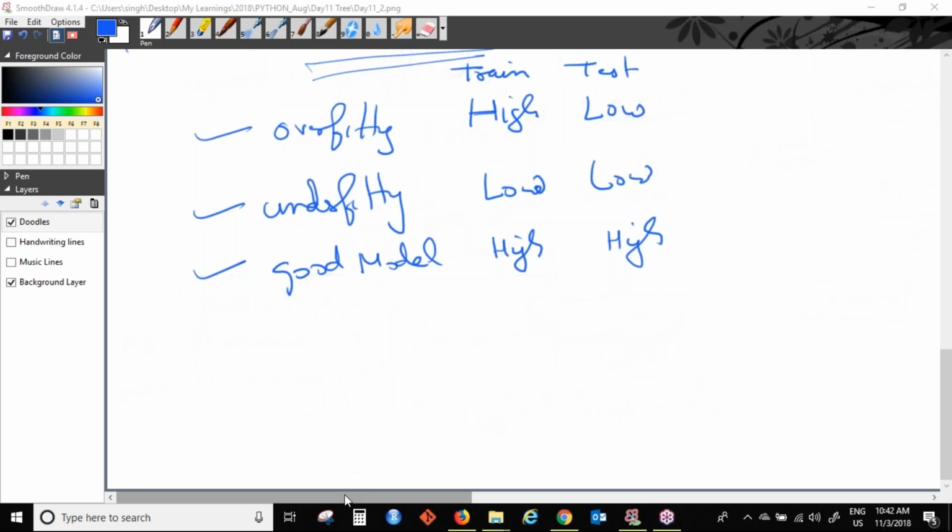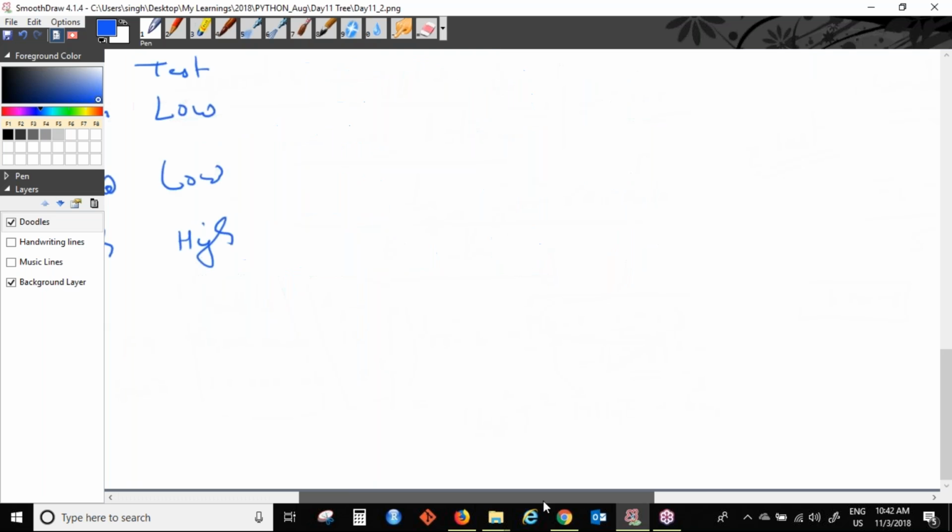Now we have seen what is overfitting. Now let us see overfitting with respect to decision trees. We will see overfitting with respect to decision trees now.